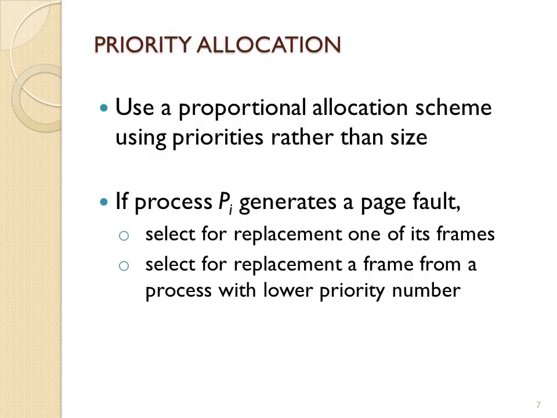A priority allocation just uses a proportional allocation using priority as a basis. This can happen because obviously, as we've learned, there are processes that have higher priorities than other processes. So you want to make sure that those higher priority processes are getting the frames that they need.